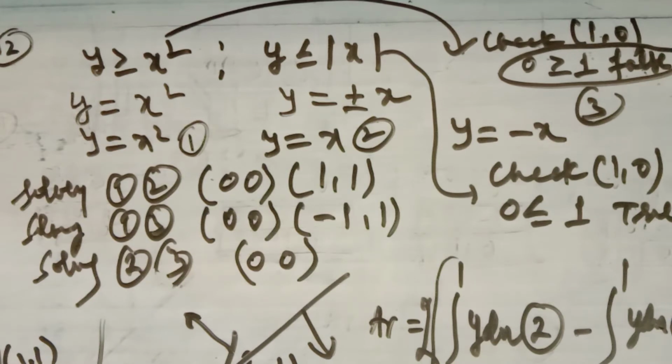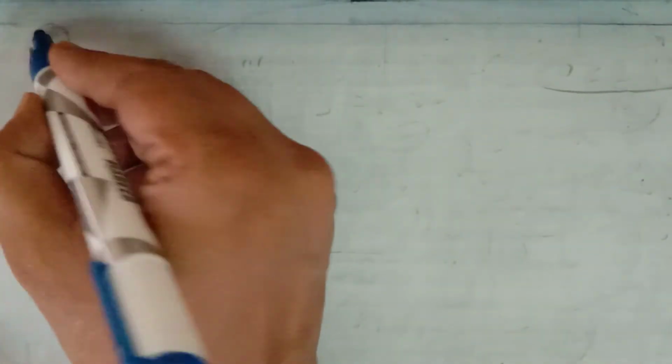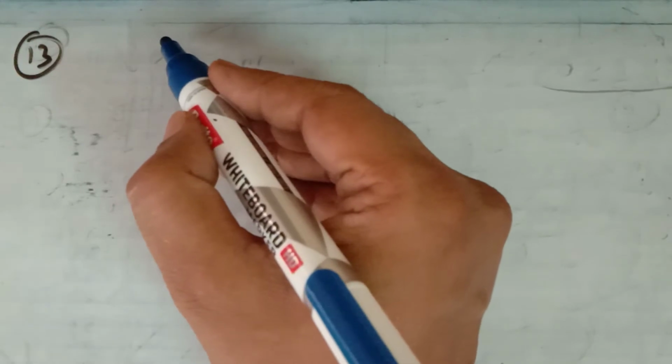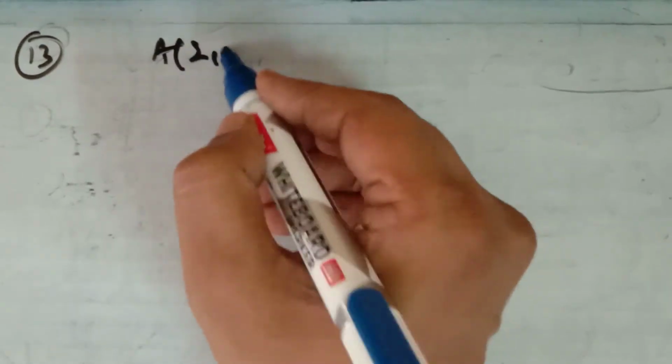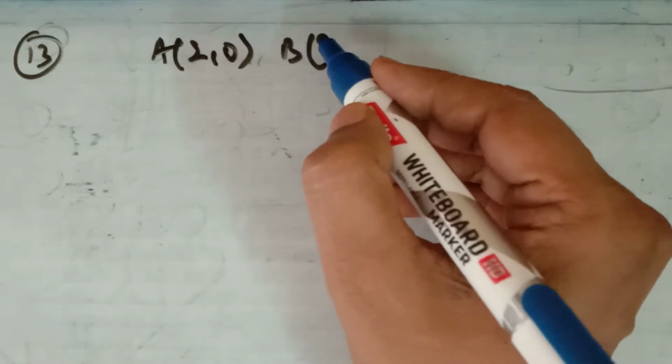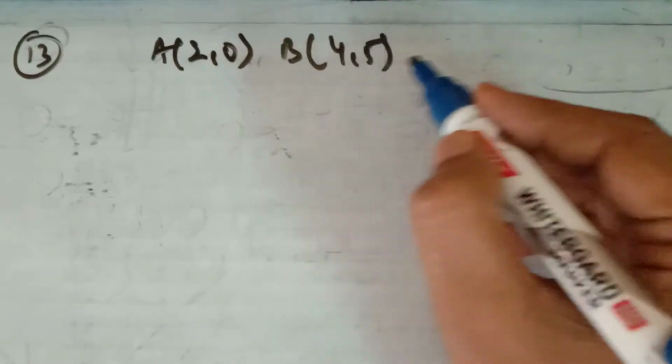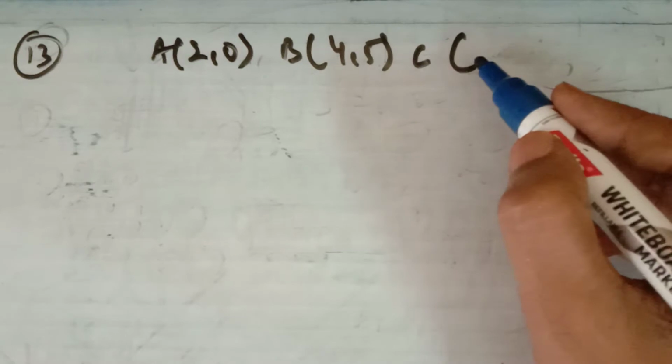Now after that you have to find the area of the triangle whose coordinates are given, and this question also you have done already in the previous exercise. Let us discuss it once more. The vertices of the triangle are given and you have to find the area bounded by that curve. That is the question number 13. The vertices are: A coordinate is 2, 0, B coordinate is 4, 5, and third coordinate is 6, 3.